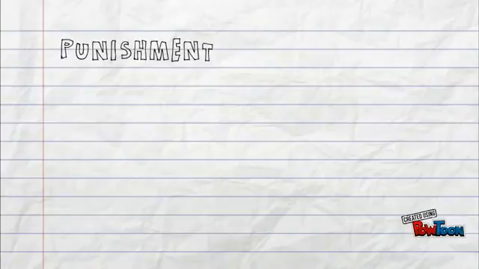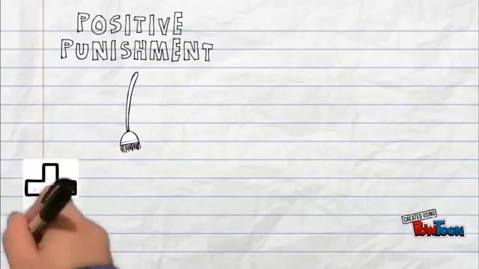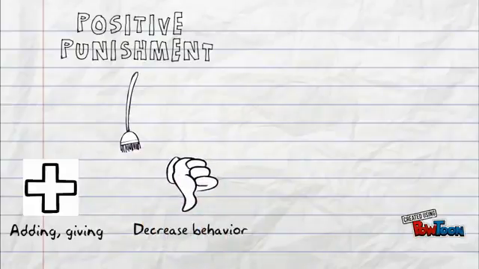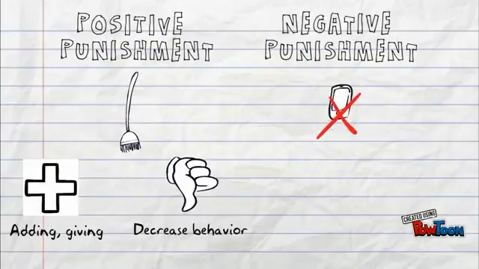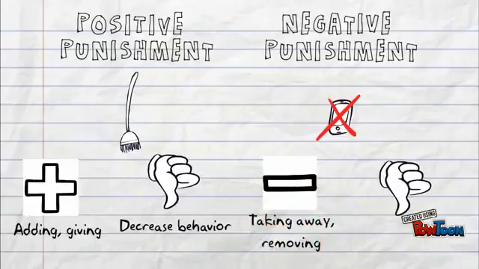On the other hand, punishment is used to decrease a behavior. When your mom makes you do chores when you don't do your homework, this is called positive punishment. Because the punishment is added or given to you, it is considered positive. If, as a punishment for not finishing your homework, your mom takes away your phone, that is considered a negative punishment. It's negative because something was taken away in order to decrease a behavior.